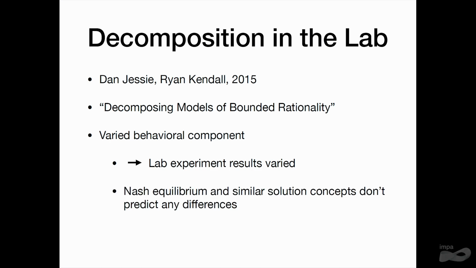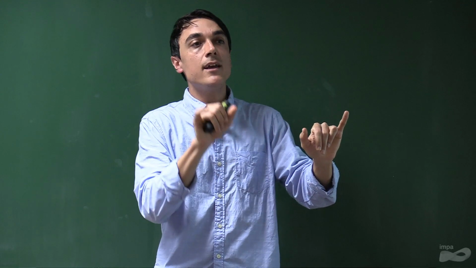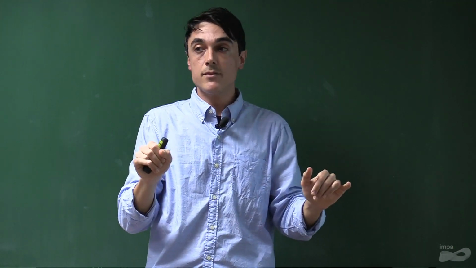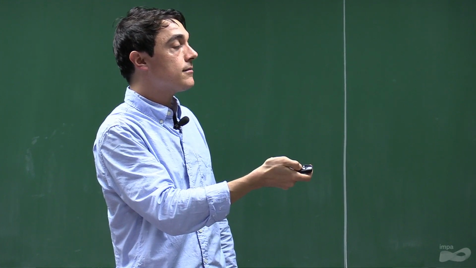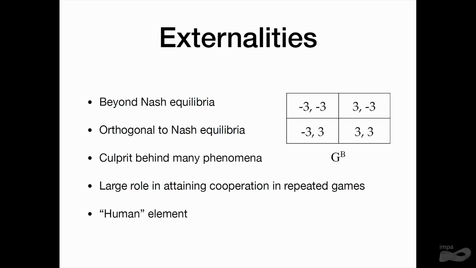But the Nash equilibrium and other similar solution concepts don't, right? So with this paper, they really showed that Nash equilibrium is saying one thing, but there's a lot more to games. And it's these externalities, which might be getting at this human element that Schelling was alluding to back in 1960.